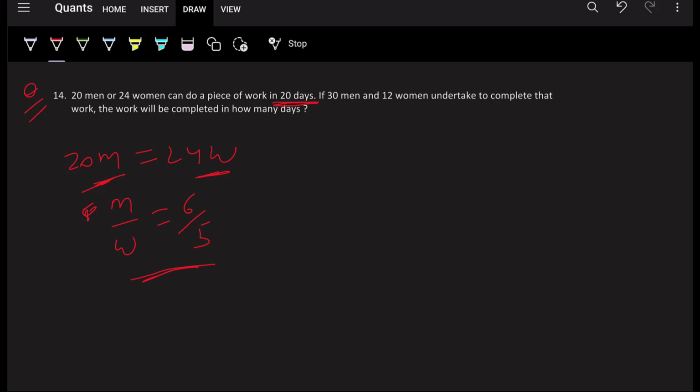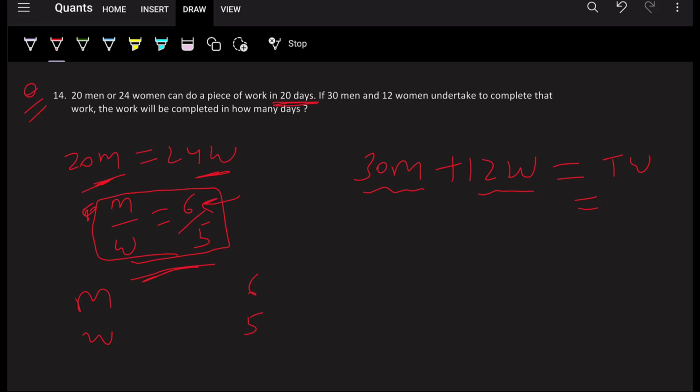Now they are saying that 30 men and 12 women undertake to complete the work. In how many days will the work be completed? So work done by 30 men plus work done by 12 women will be equal to the total work. Now this is the ratio, so I will not assume that men's efficiency is 6x and women's is 5x. I will directly take the efficiency of man as 6 and woman as 5, because it is a ratio and it will cancel automatically in our calculation. So I have taken 6 and 5 as efficiency to simplify our calculation. The table is m and w, and efficiency is 6 and 5.